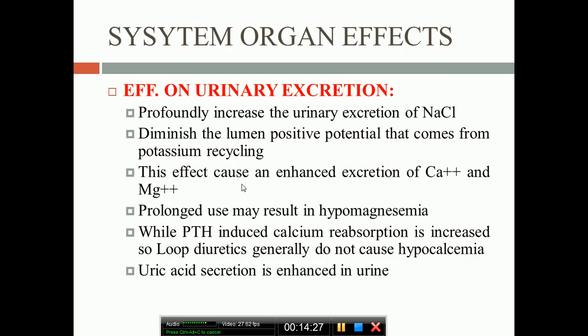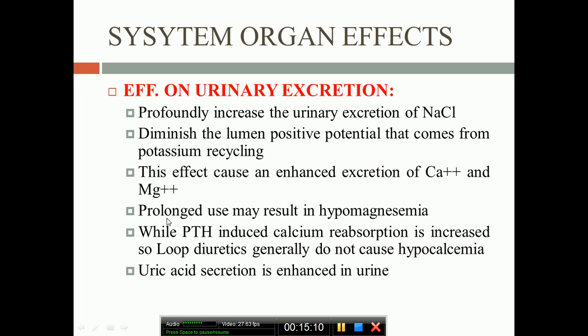Then how will this affect different organs? Effect on urinary excretion. What happens when we give furosemide, which is a loop diuretic? It profoundly increases the urinary excretion of sodium and chloride, and diminishes the lumen positive potential that comes from potassium recycling. This effect causes an enhanced excretion of calcium and magnesium. We have already discussed these 3 points.